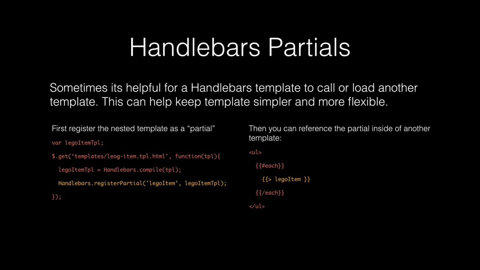So the result is that we can loop through these items when we have a whole set of items, but we also have the Lego item itself as a separate template that we can call independently if we want to. So something to tuck away and something you will see in exercise 13.